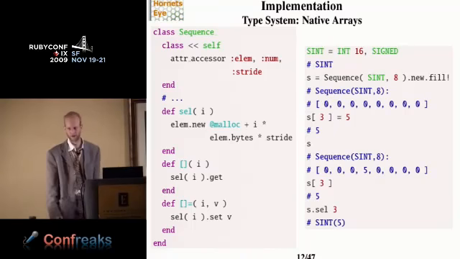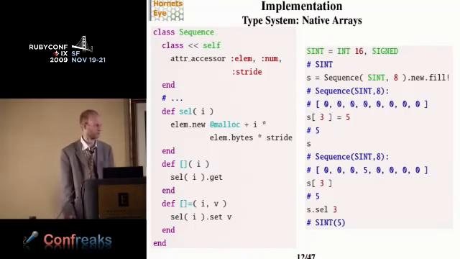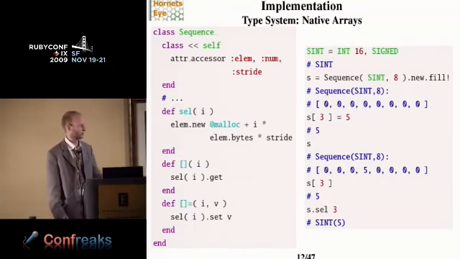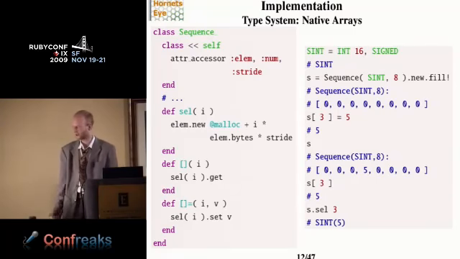And then you can use this to implement the standard Ruby array operators. On the right side is some example code where I say, okay, a short integer is a 16-bit signed integer, and then I create an array with 8 elements of that type. I fill it with the default value, and then I can set and retrieve elements as you would expect from an ordinary array class.